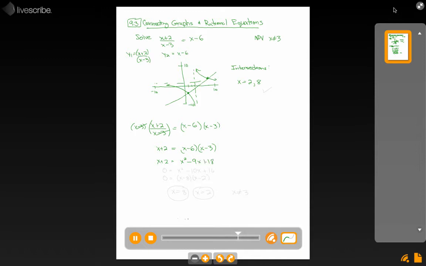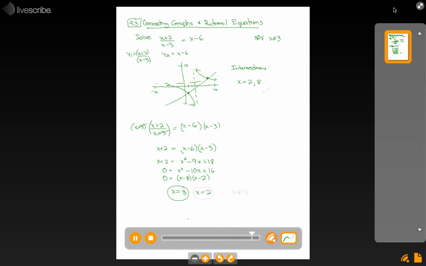Now if I want to solve something like that, I make it equal to 0 and factor, so I've got x² - 10x + 16 = 0. If I can think of two numbers that add together to give me negative 10 and multiply to 16, I'm happy. If not, I have to use the quadratic equation. In this case, the numbers work out that I have (x - 8)(x - 2). So the two solutions are x equals 8 and x equals 2.